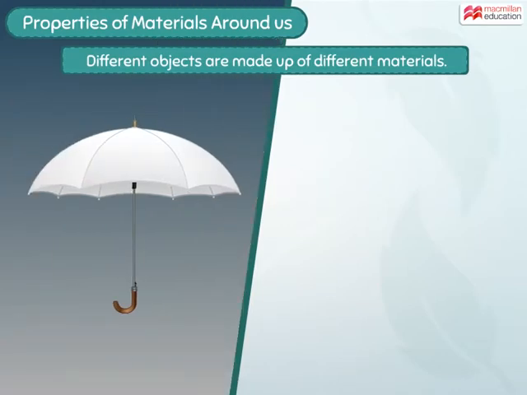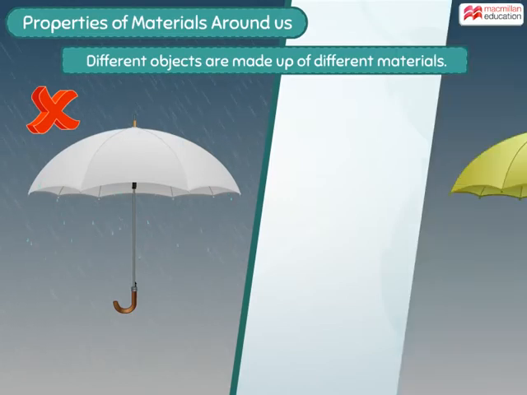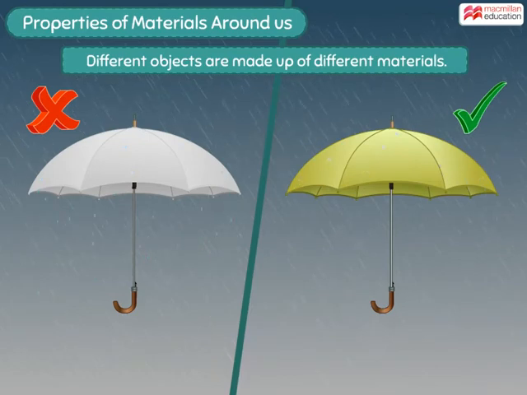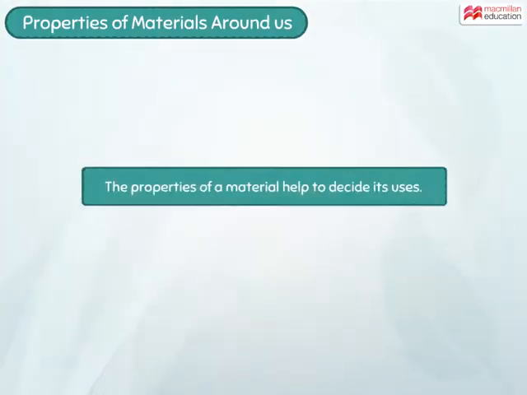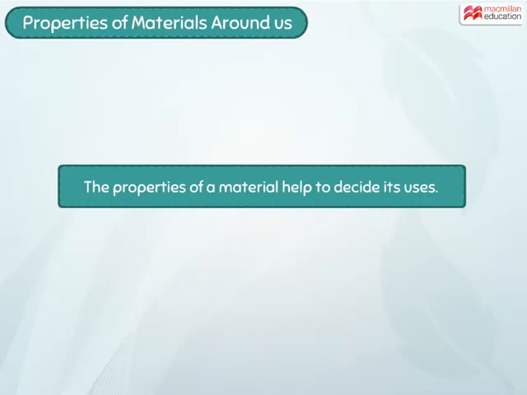Can cotton cloth be used to make an umbrella? No, that is because cotton cloth absorbs the water and it will not be able to prevent water from passing through it. A good raincoat can be made from nylon or plastic. The properties of a material help us to decide what kinds of objects we can make from the material.